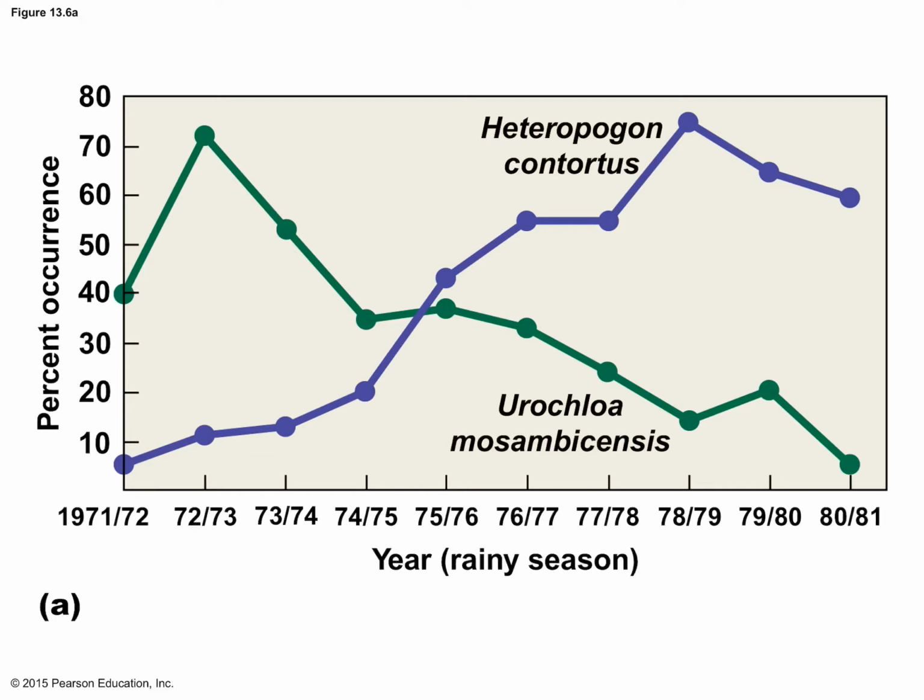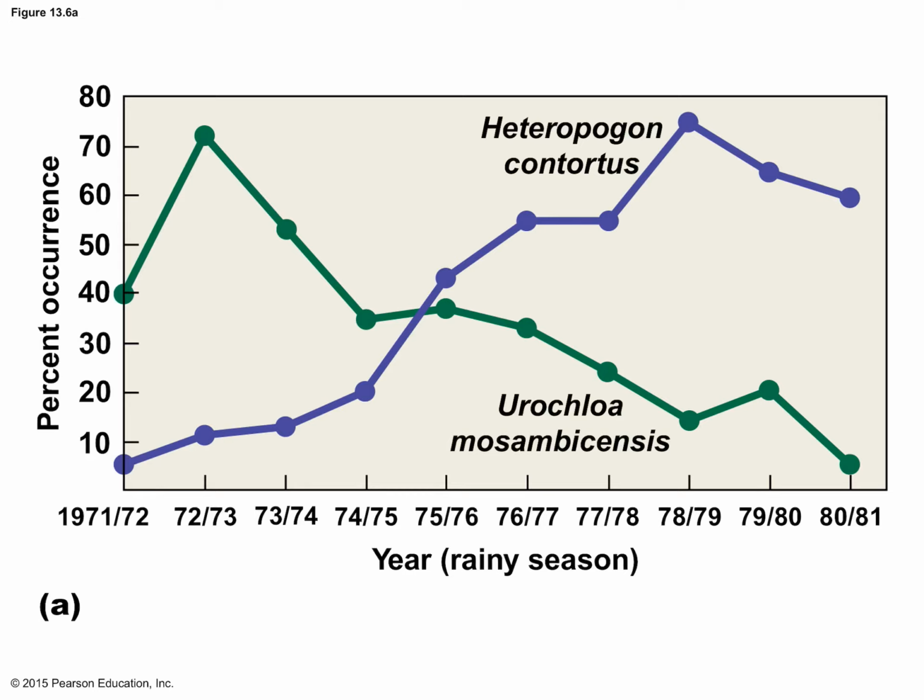So here we have the year along the x-axis and the percent occurrence. You see that Heteropogon, for example, here in the purple line, had a very low occurrence initially over the first few years, from say 1971 to 73, 74, but then began to increase quite a lot after that. You notice that initially, Eurocloa was most abundant, hit a peak in 72, 73, then gradually declined after that.